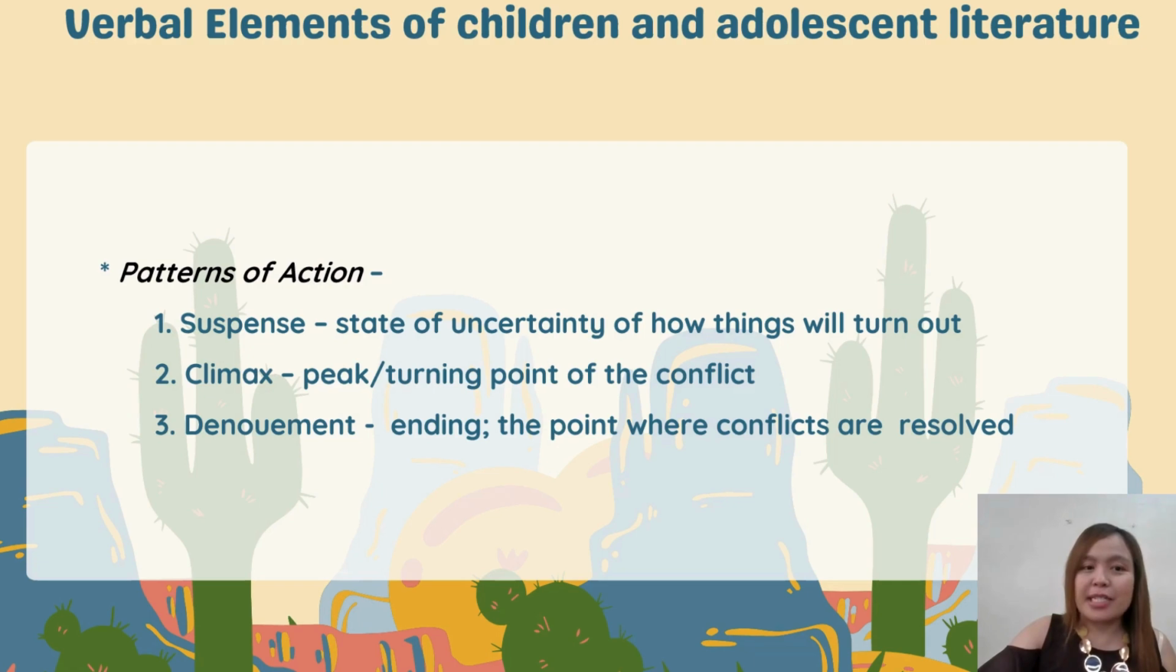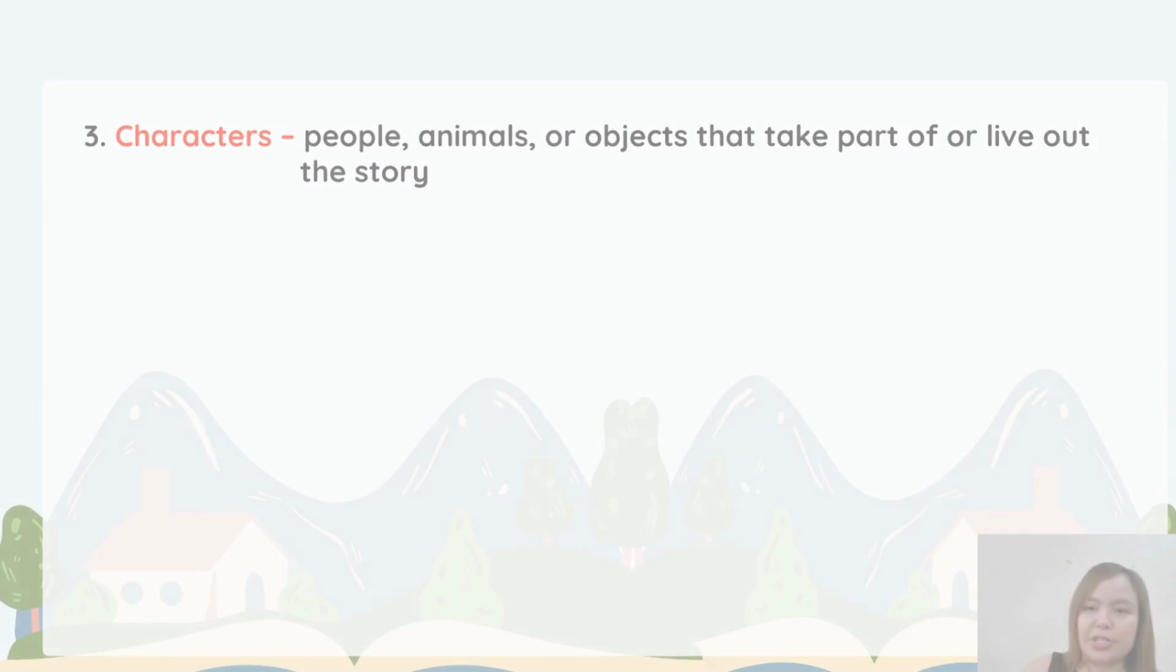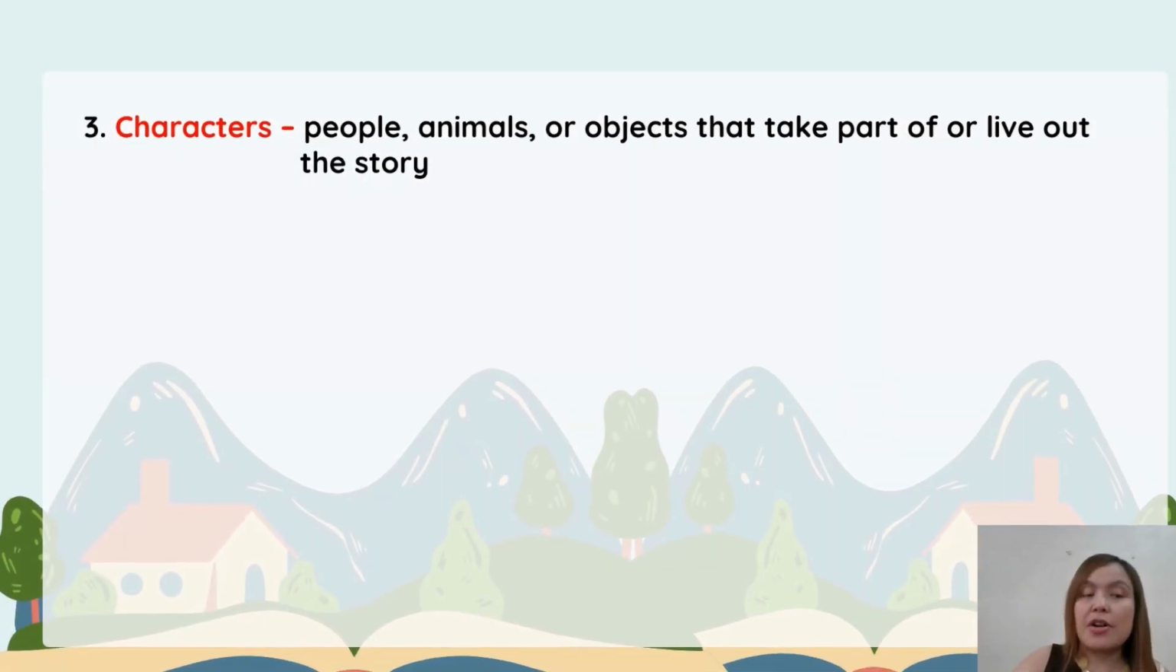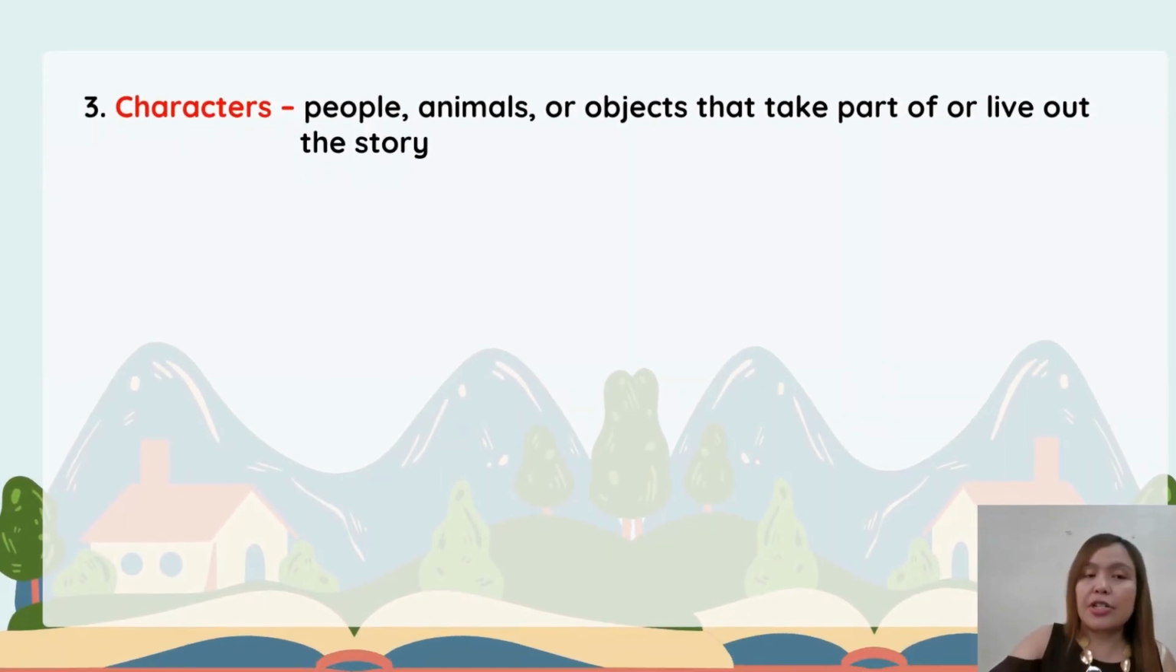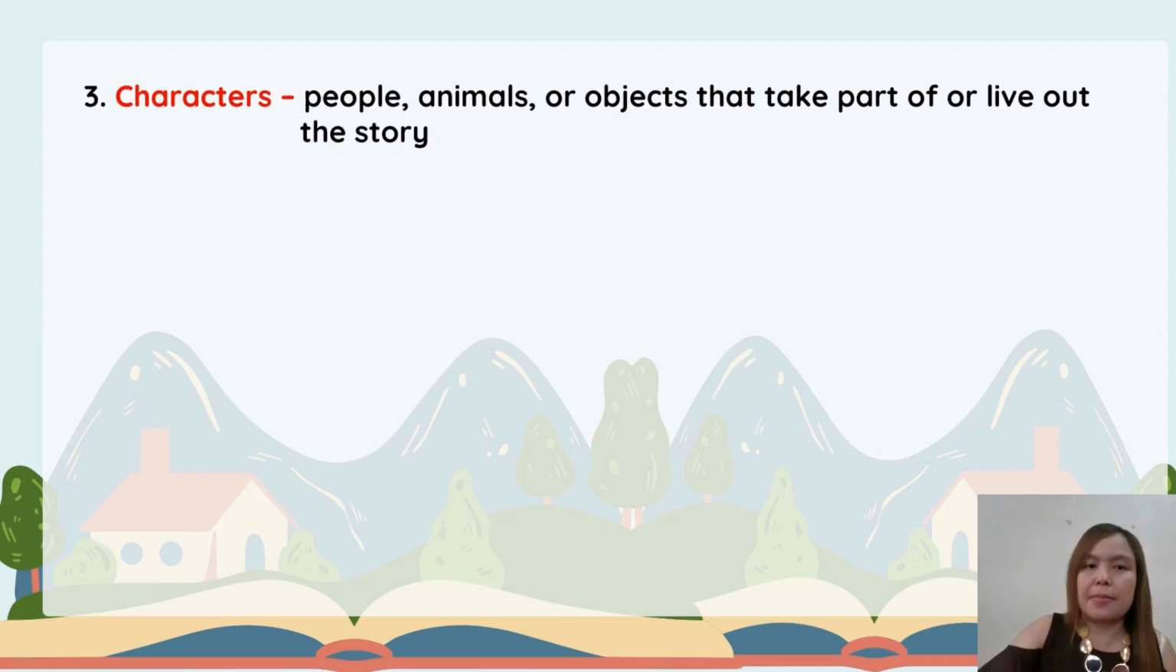All these parts of the plot are very important in narrating a story, be it through prose or poetry, be it through musical play, drama, or even through a movie. Characters. Characters are yet another verbal element in any literary piece, and these include people, animals, or objects that take part in or live out the story.